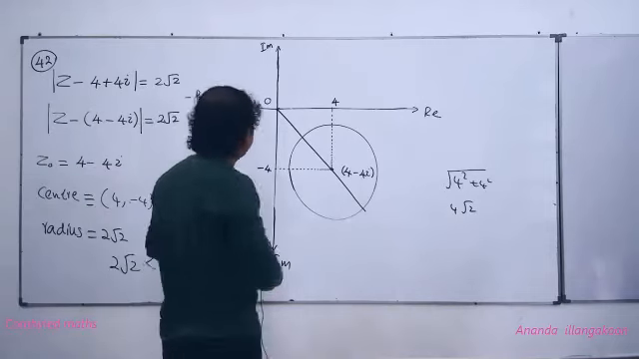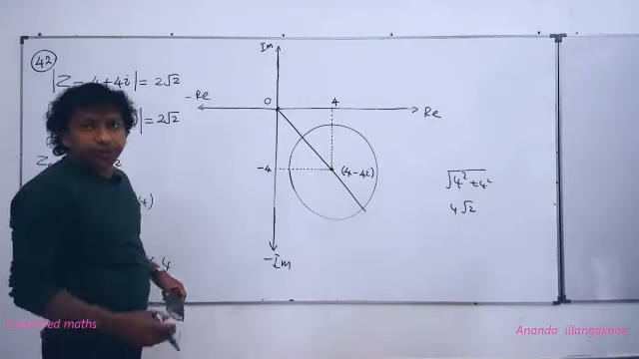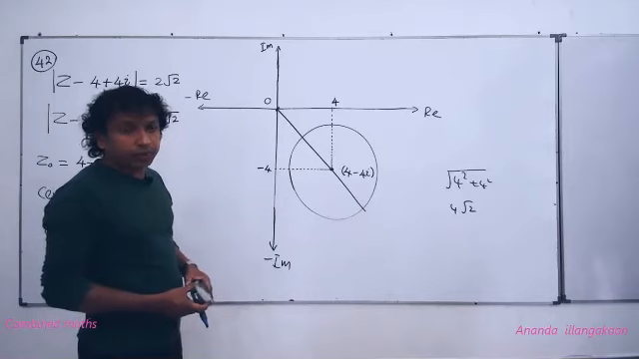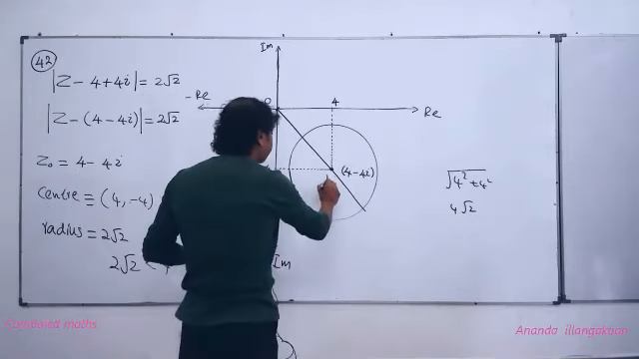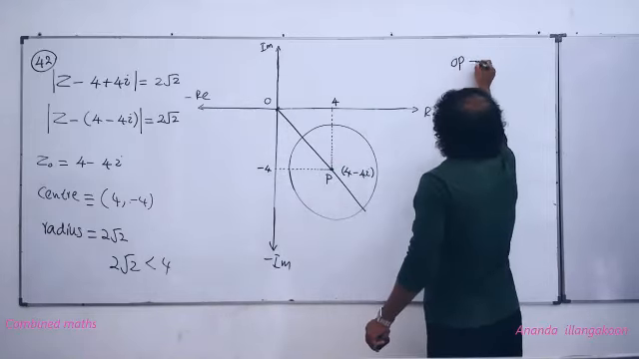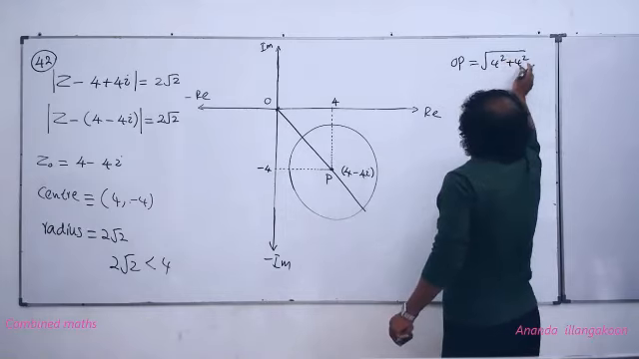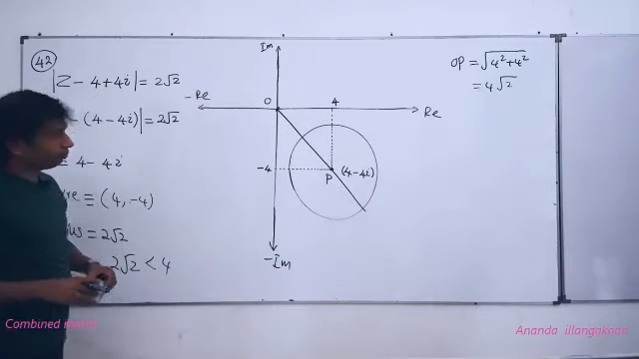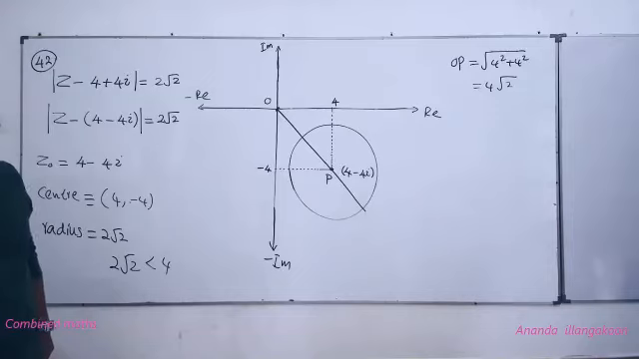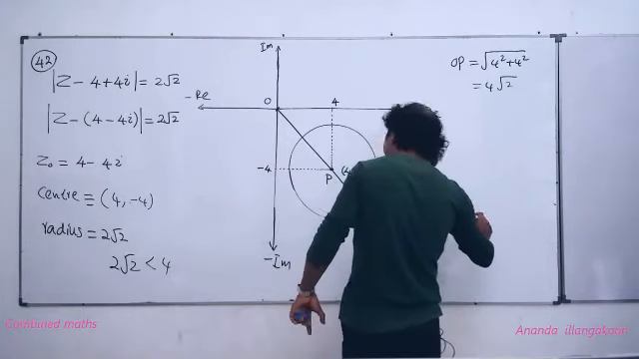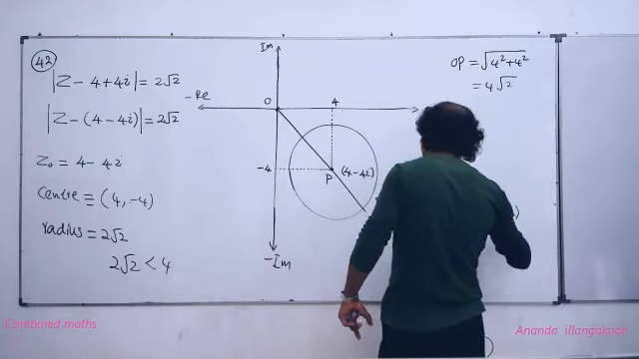Then next, the length from here to here you can write using Pythagoras' theorem. This is 4, this is also 4. Then square root of 4 squared plus 4 squared. If I take this point as P, the length OP is the square root of 4 squared plus 4 squared, which is 4 root 2. Now, what is asked? Find the maximum and minimum of arg z. People, the equation of this circle is |z - 4 - 4i| equals 2 root 2.